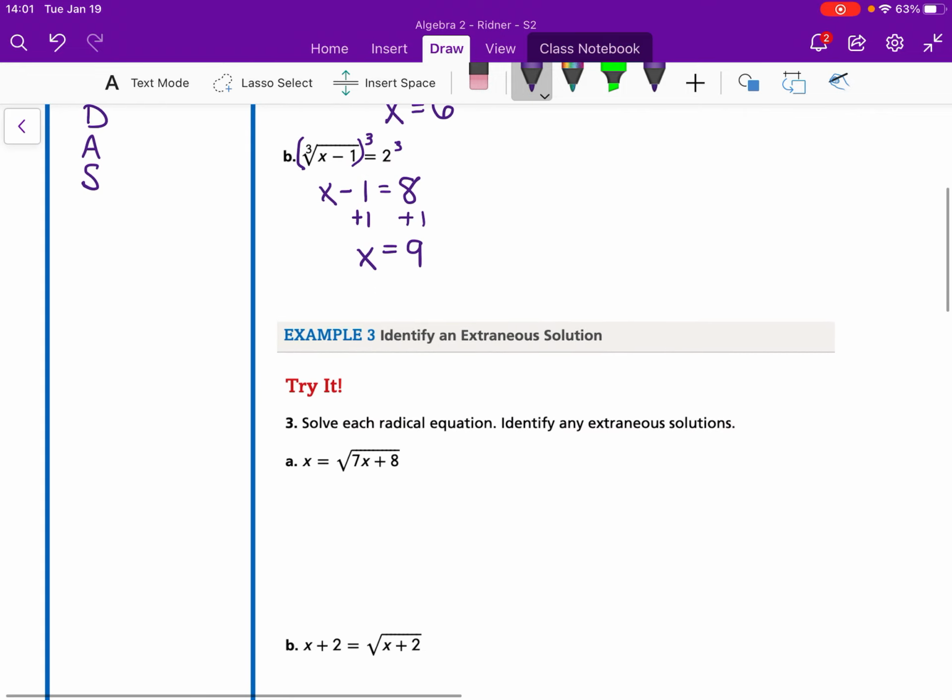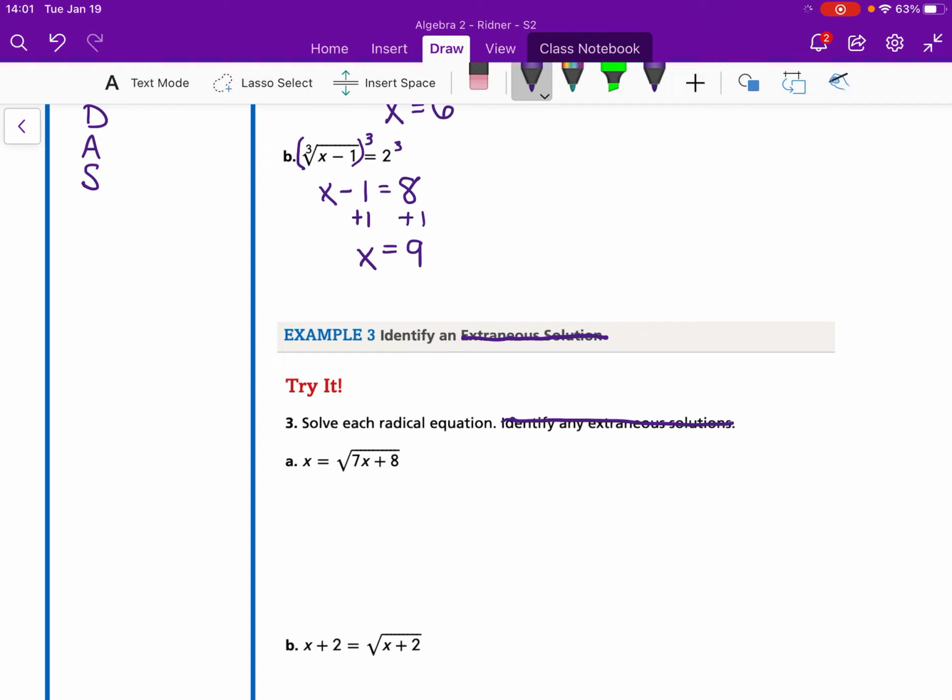Okay, so for our next example, notice we skip example 2. So example 3 is identifying an extraneous solution. However, we're going to talk more about what is an extraneous solution in class because I want you to see how it's done. However, I am going to show a calculator way to get the actual answer for x.